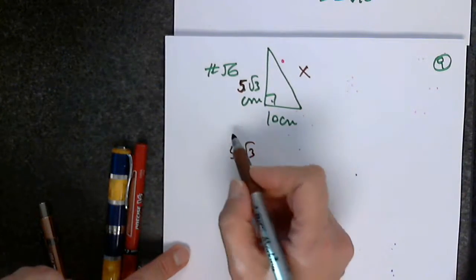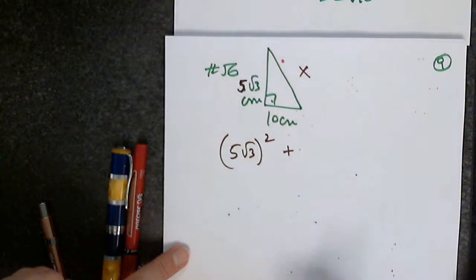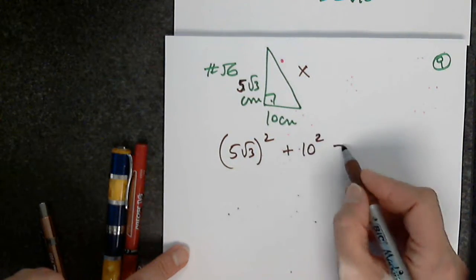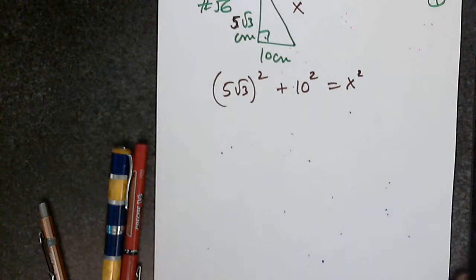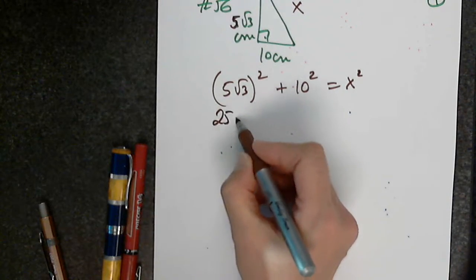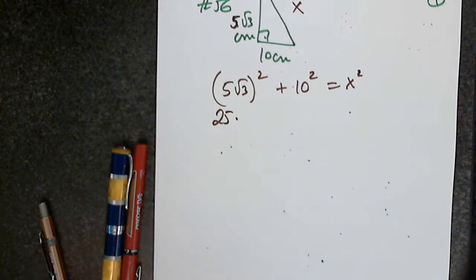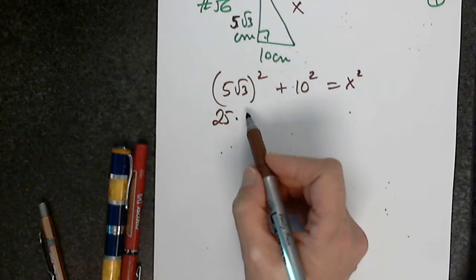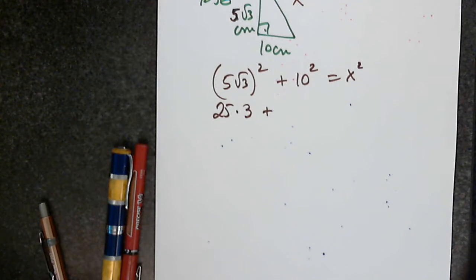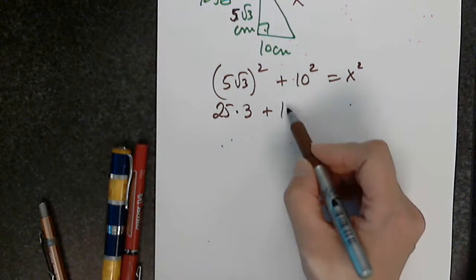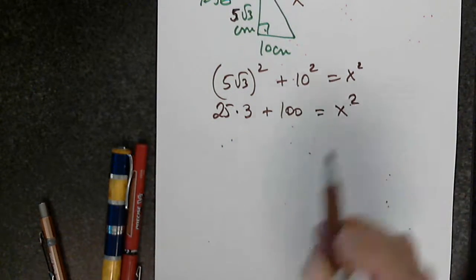So 5 squared plus 1 squared plus 10 squared. Now I have to square 5 times the square root of 3. What do I get? 25, indeed, times 3. Very good. Plus 10 squared. And that is x squared.